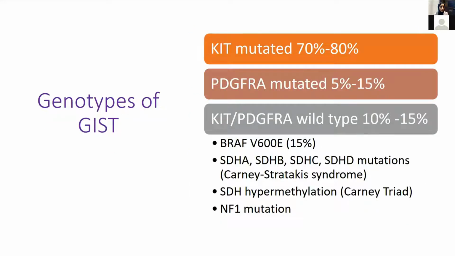Most common drivers include KIT, which is mutated in about 70 to 80% of cases, as well as PDGFR alpha occurring at a lower frequency of 5 to 15%. There are cases that are also wild type for KIT and PDGFR alpha. These include 10 to 15% of cases. Most commonly they occur in association with BRAF V600E mutation, that can occur in hereditary syndrome affecting succinate dehydrogenase complex A, B, C, and D, and also in the context of SDH hypermethylation in the context of Carney triad. They also can occur in the context of neurofibromatosis.